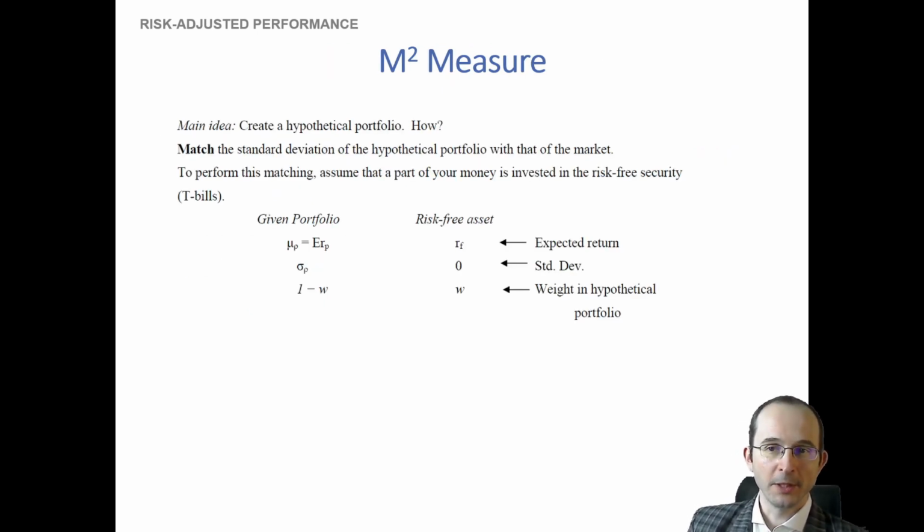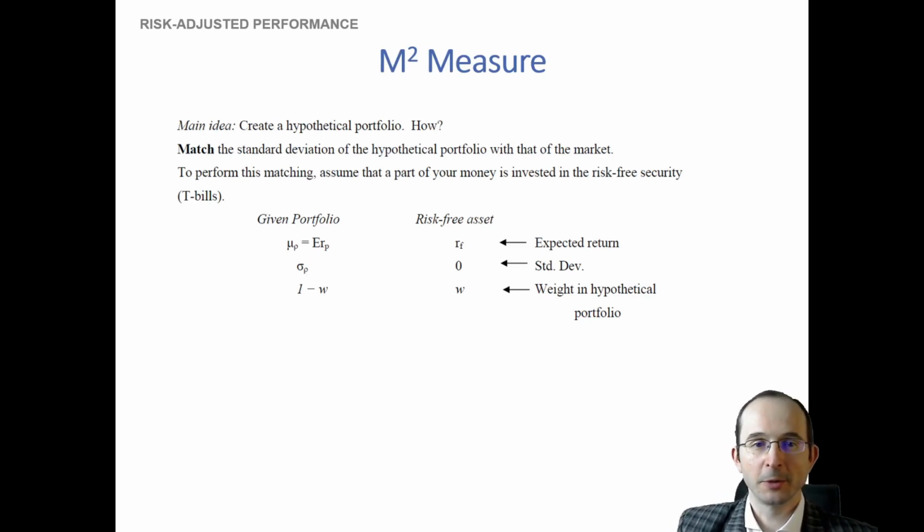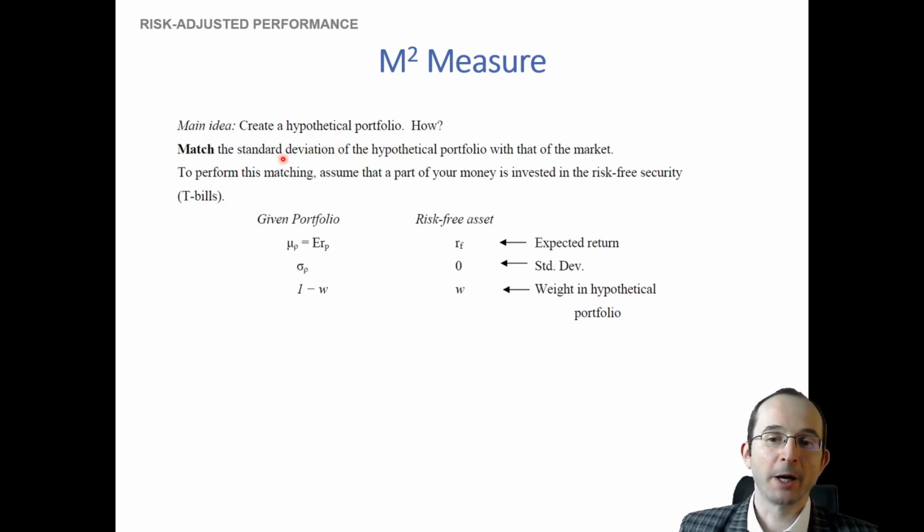So how do we do this for the M2 measure? Well, what we're going to do is create a hypothetical portfolio, and we're just going to look at relative performance in terms of returns, or excess performance, I should say, of a hypothetical portfolio relative to our market benchmark. So here's how that is going to work. We're going to match the standard deviations in our candidate portfolio by either levering it up or levering it down, such that this new portfolio that we've created has the same standard deviation as that of the market.